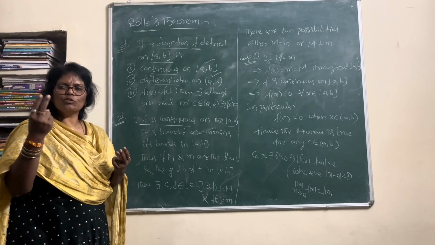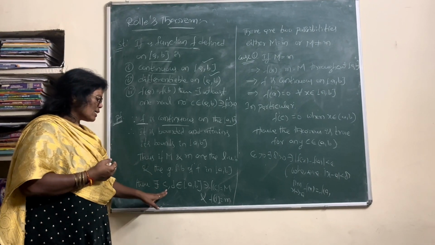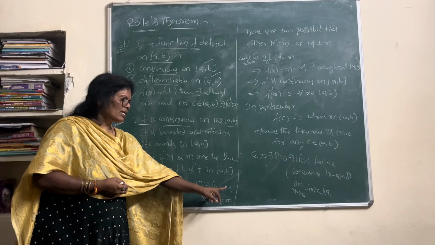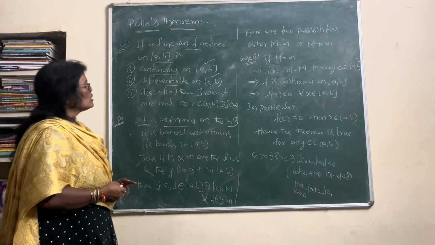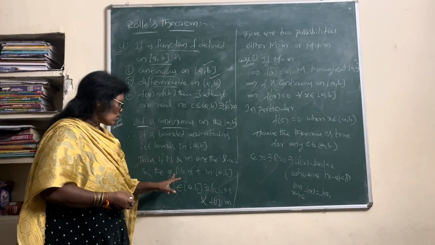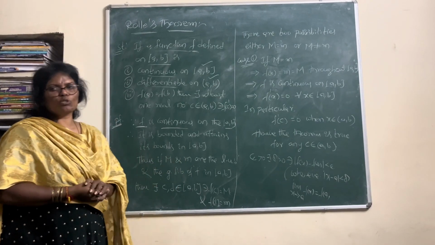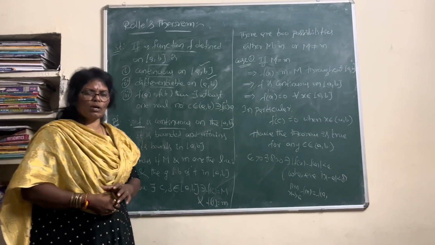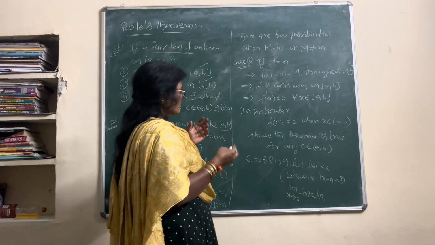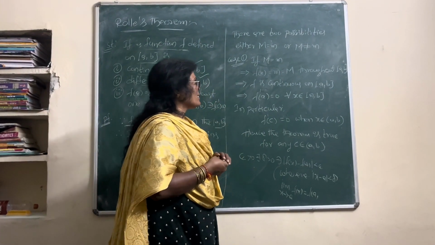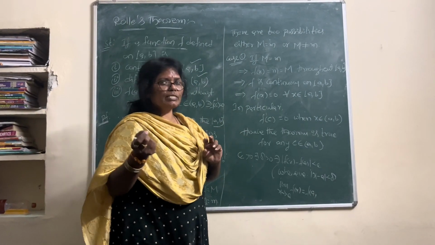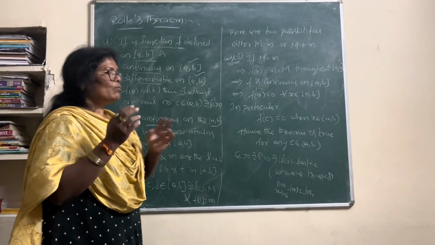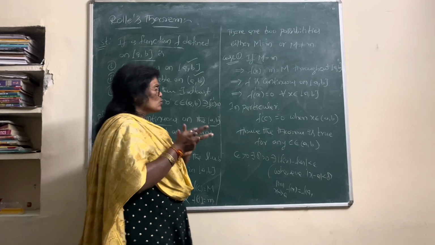So we have two possibilities. I am taking c and d, two real numbers in the closed interval [a, b], such that f(c) is equal to capital M and f(d) is equal to small m, because capital M and small m are the supremum and infimum. That's what I am taking: f(c) equal to capital M, f(d) equal to small m. And we have two possibilities: either capital M is equal to small m, meaning the least upper bound is equal to the greatest lower bound, or both are not equal.